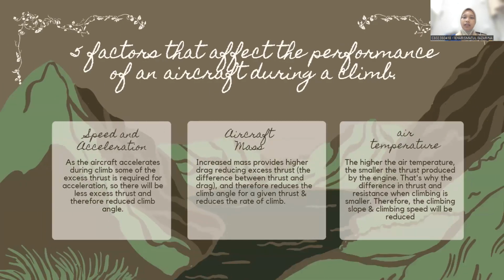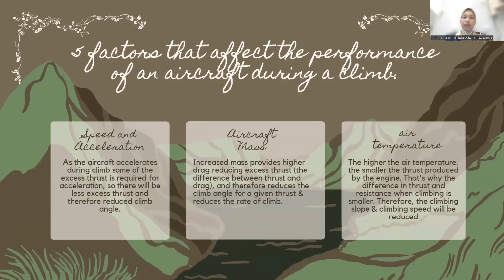Five factors that affect the performance of an aircraft during a climb. 1. Speed and acceleration. As the aircraft accelerates during climb, some of the excess thrust is required for acceleration. So, there will be less excess thrust and therefore reduced climb angle. 2. Aircraft mass. Increased mass provides higher drag, reducing excess thrust, or the difference between thrust and drag, and therefore reduces the climb angle for a given thrust and reduces the rate of climb.